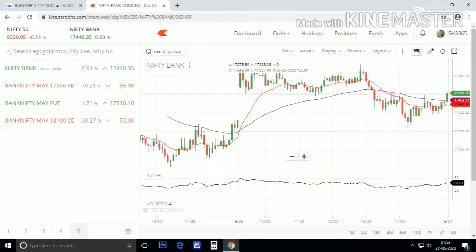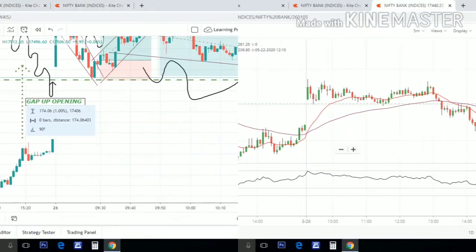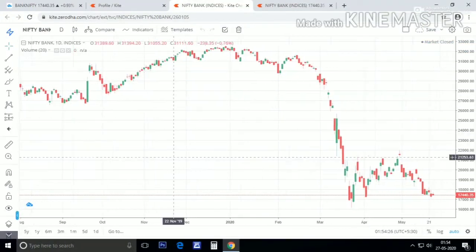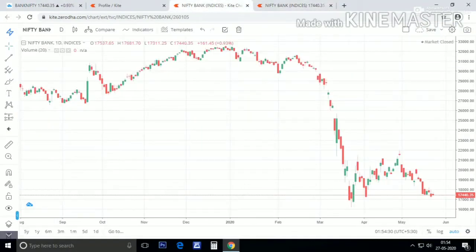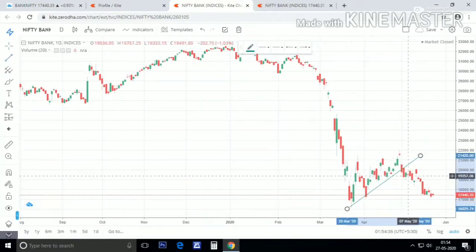So let's see. This is the Zerodha Kite terminal, web based, and we can also trade using the mobile application provided by Zerodha. You can clearly see I am using Zerodha's TradingView. TradingView is another application, or you may say another website, where you can see the live charts of different countries and different indices.